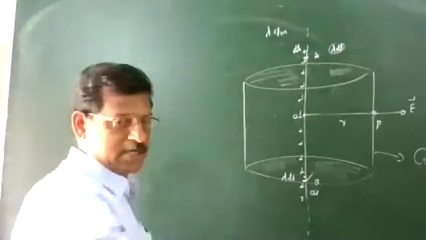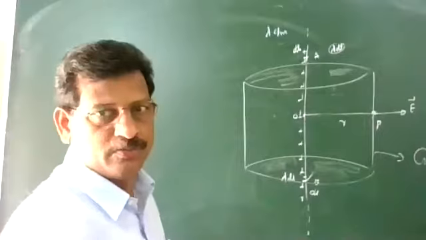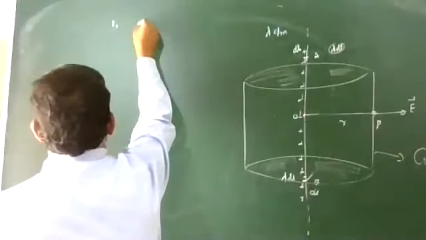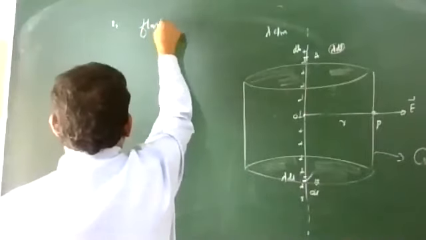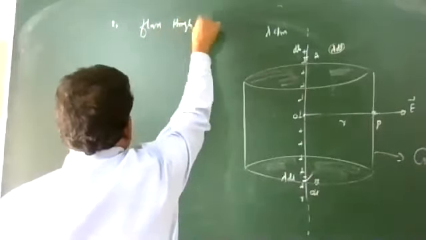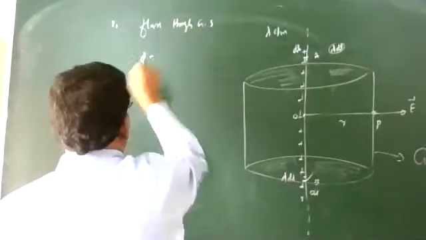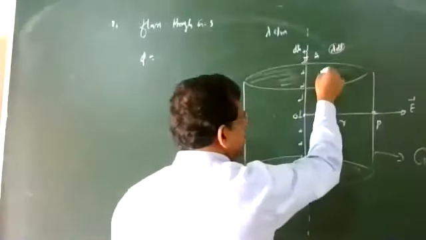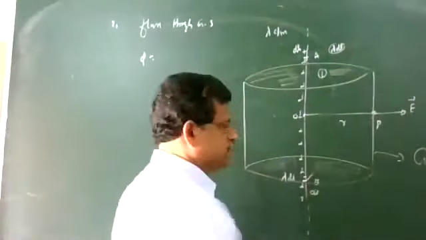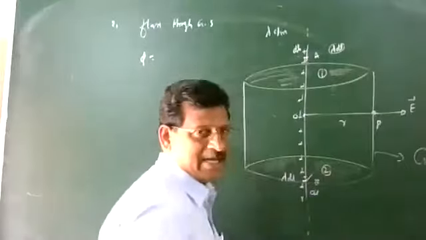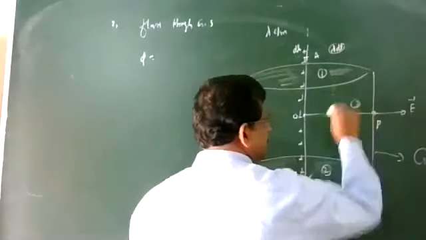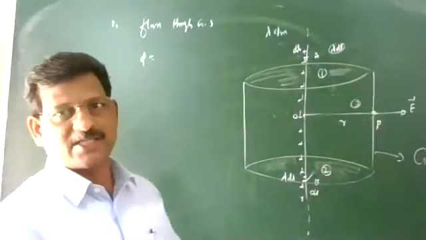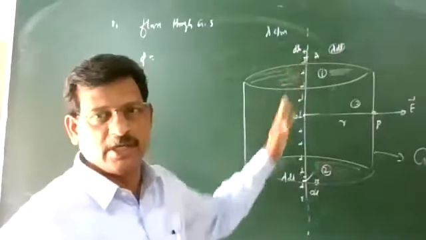First point, we constructed a Gaussian surface. Point number 2: what is the flux through the Gaussian surface? We have 3 faces here. First one, I'm marking here face number 1, the first end face. Face number 2, the second end face. And face number 3, that means the curved surface. There are 3 surfaces here, so lines of force can pass through here, here, or here.